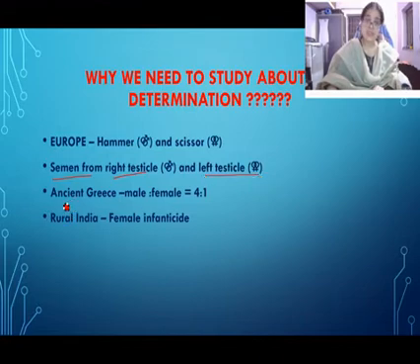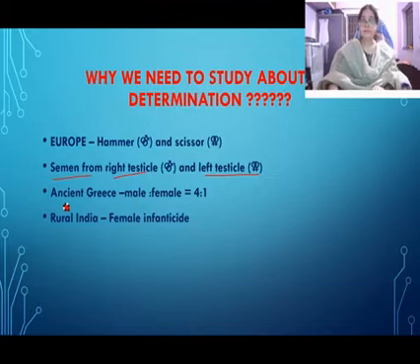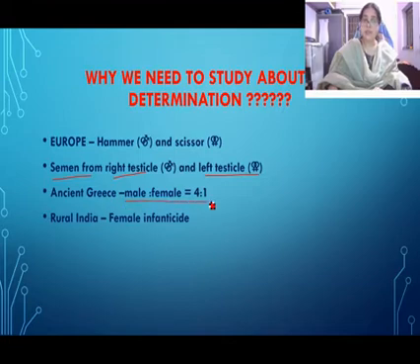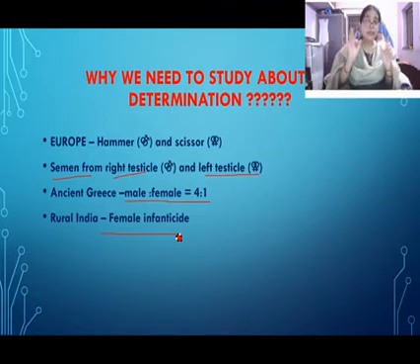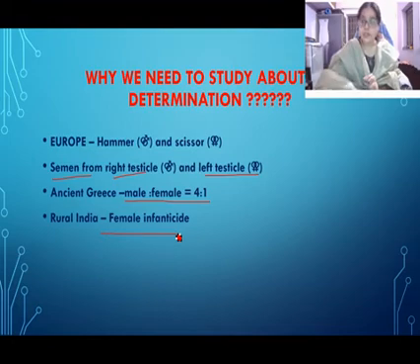In ancient Greece, female infanticide was so common that it resulted in a male to female ratio of up to 4:1. And in rural India, there was the practice, and still it is there in some parts of India, of female infanticide. And what was the social taboo for it? That the female is responsible for the sex of the offspring. But it is not true.